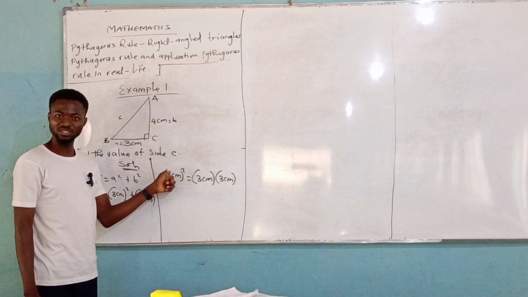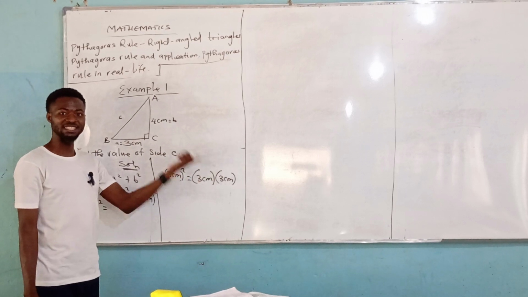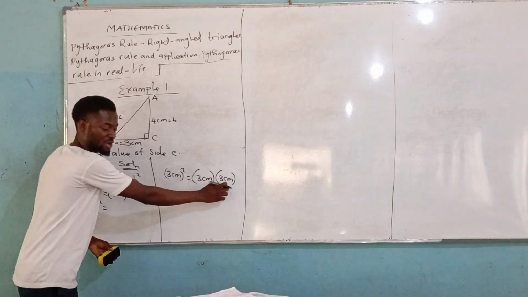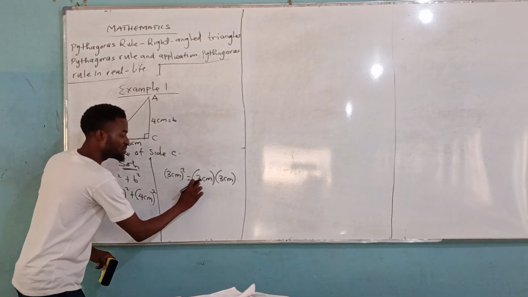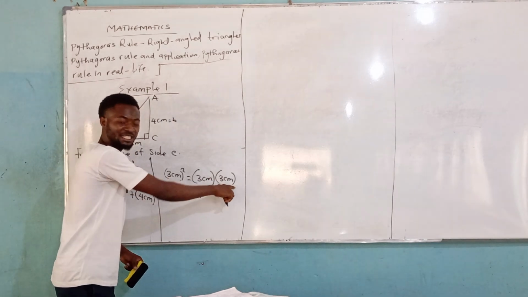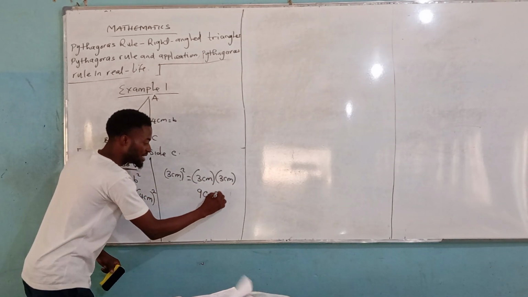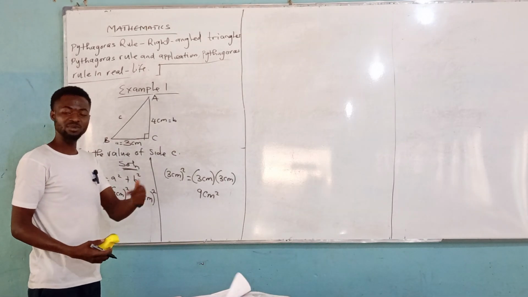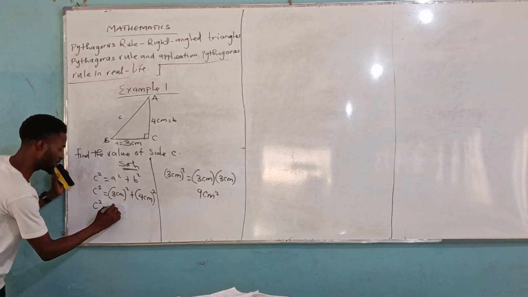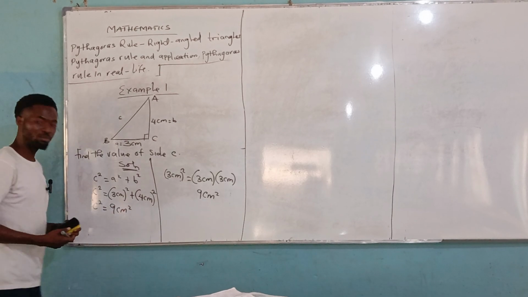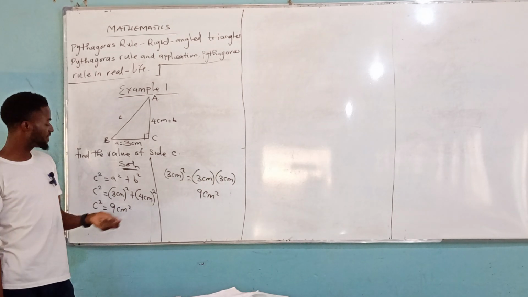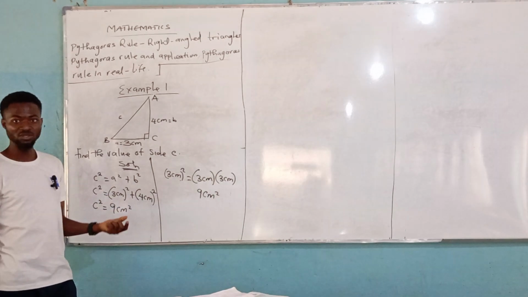If you are taking the square here, the square has an effect on the 3, and it also has an effect on the centimeter. So if you're multiplying, for example, 3 multiplying 3, we're having 9. And centimeter multiplying centimeter, we are going to have centimeter square. So from here, we now have 9 centimeter square. But what you need to take note of is the square is only on centimeter now. The square on the 3, we have already dealt with it.